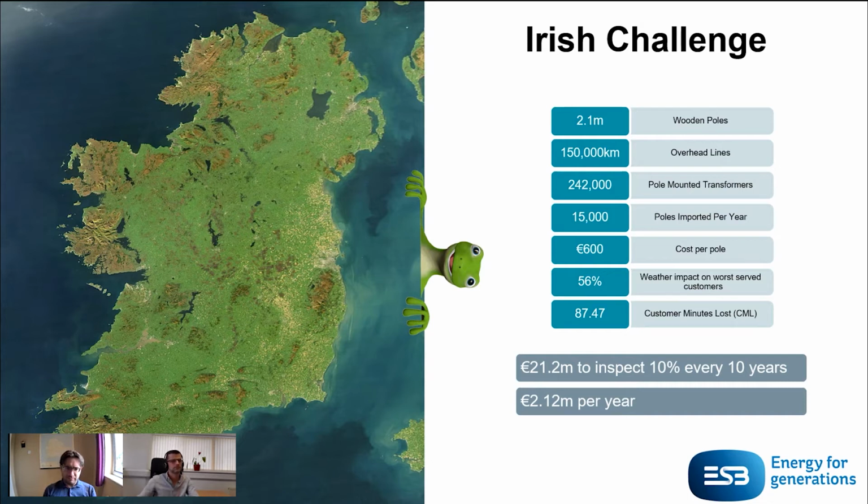So you can see, based on the previous metrics, to inspect that sort of network in Ireland is going to cost about €21 million just to do 10% of it every 10 years. So you're looking at a budget of about €2 million per year just to maintain and inspect that. So what they want to know is, how can we do that better? How can we do that smarter? How can we use the analytics, all of the data we have coming in, to make a better decision around our network and our infrastructure?